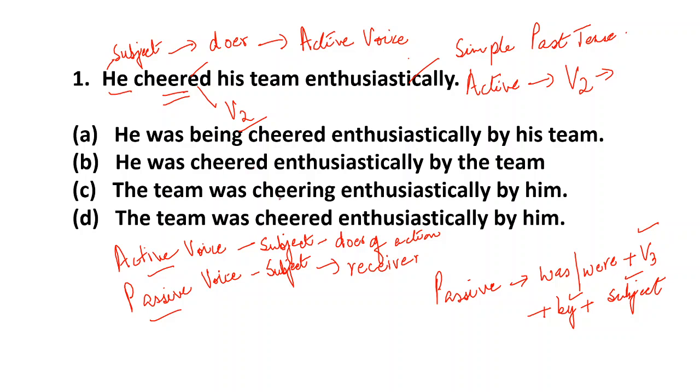Is it correct? Or he was cheered enthusiastically. So what is the rule? The rule is, passive voice, was or were plus V3. So definitely D is the answer. See, here was is there and the V3 is there, enthusiastically is used, plus by is there, and him is the subject. The team was cheered enthusiastically by him.